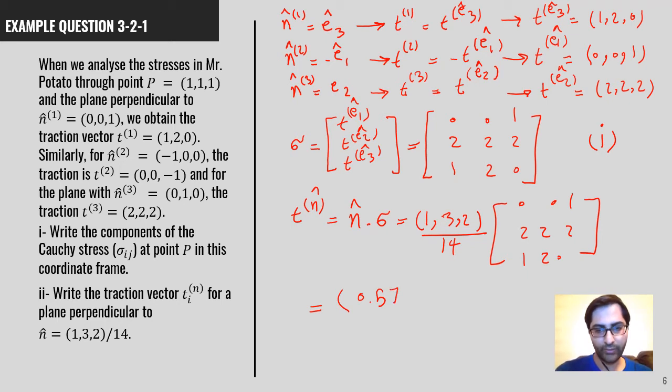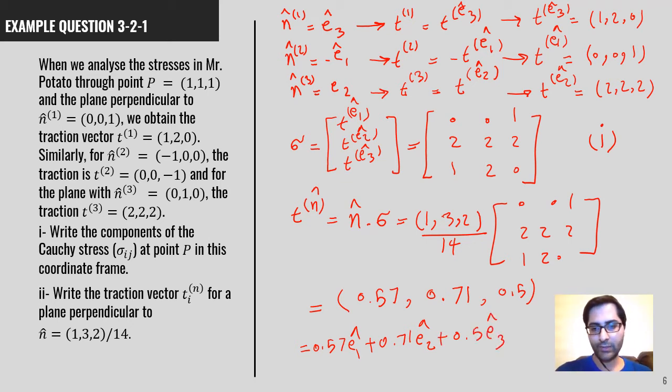0.57, 0.71, and 0.5, or basically 0.57 E1 plus 0.71 E2 plus 0.5 E3. That's the solution for the second part.